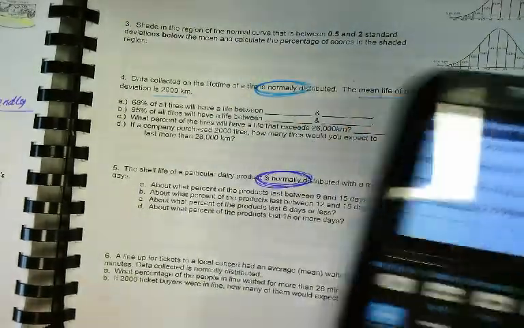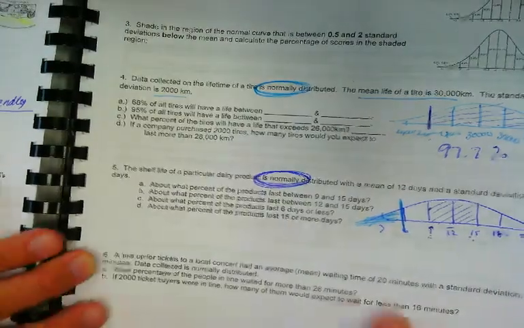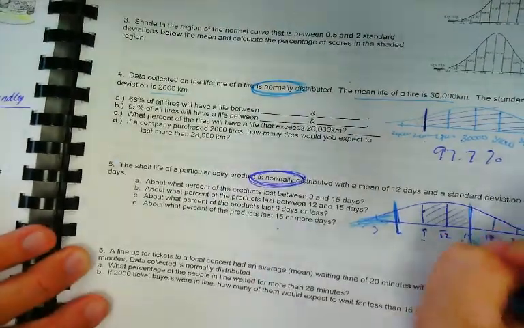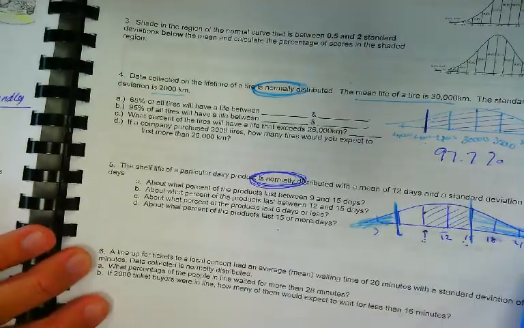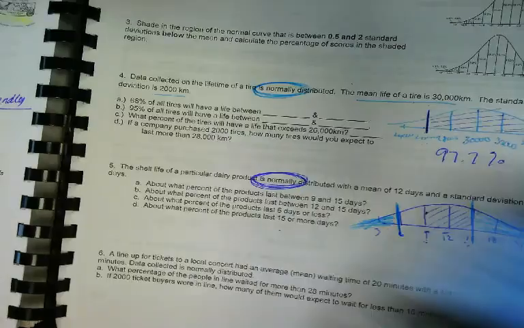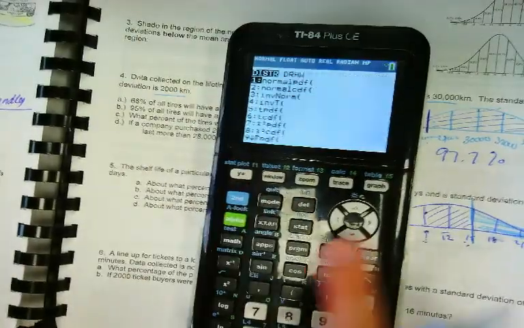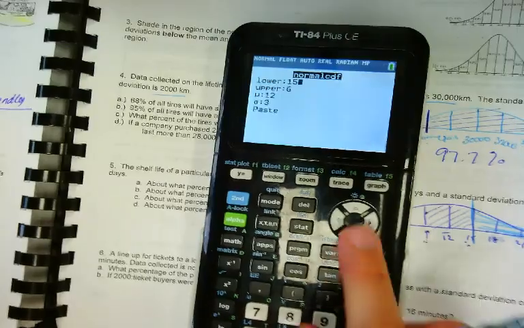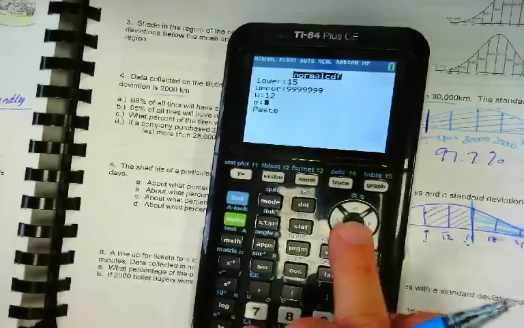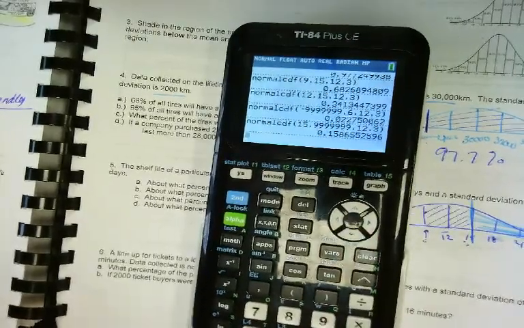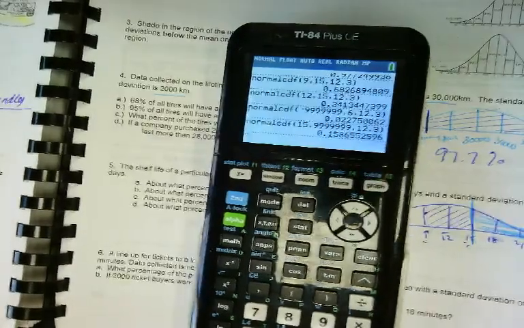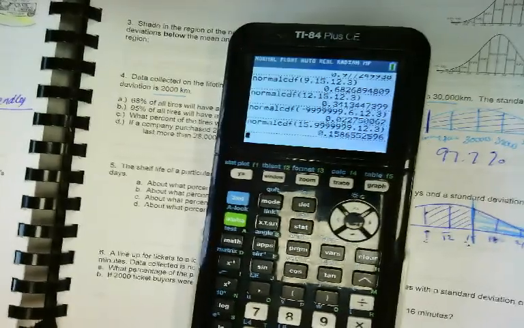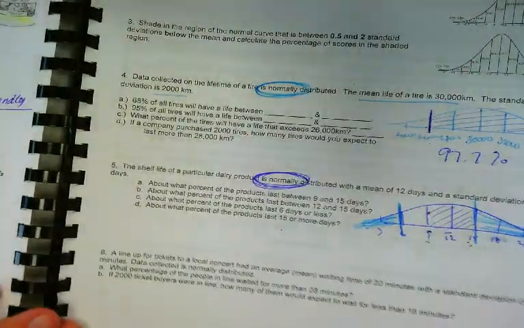And we'll check one more. What percent would be 15 days or more? So I'm saying I'm going to 15, and then I'm going more. So in this case, my lower bound would be 15, and I would go up to 99999. Second distribution, norm CDF, 15, and then I'd go a bunch of 9s. I got 15.86%. So again, we're going to use this tool instead of adding all those because they don't give us that anymore. So we've got this tool in our calculator to help us out.